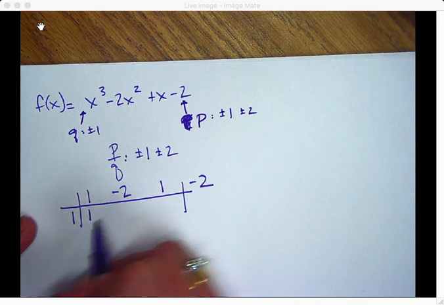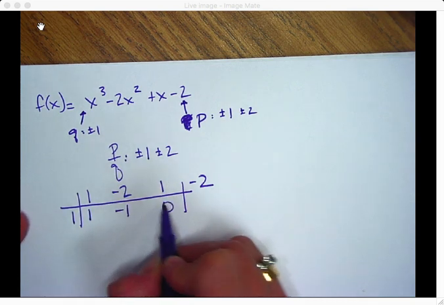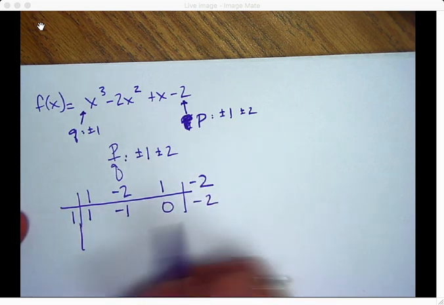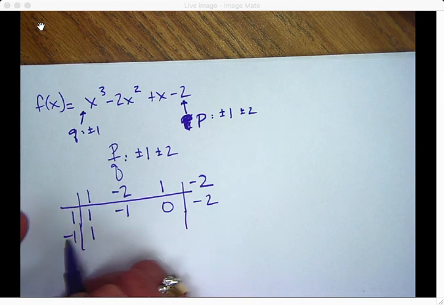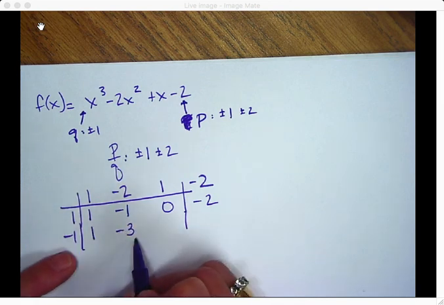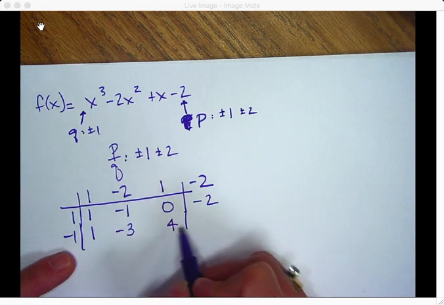1, multiplying, I get 1, adding, I get negative 1. Multiplying, I get negative 1, adding, I get 0. Multiplying, I get 0, adding, okay, that one didn't work. Let's try another one. Multiplying, I get negative 1, that's negative 3. Multiplying, I get 3, adding, I get 4. Okay, that one's not working either.